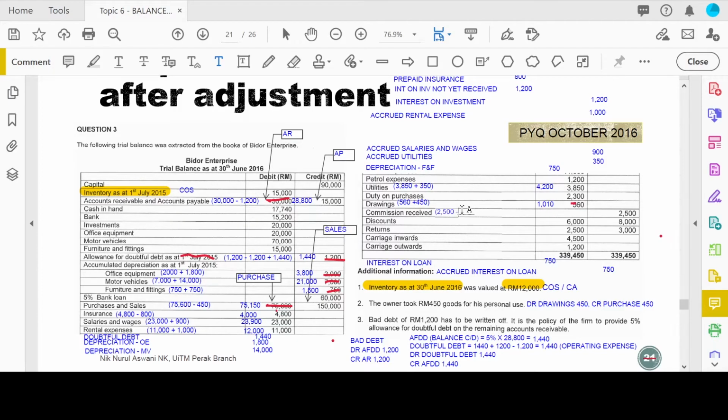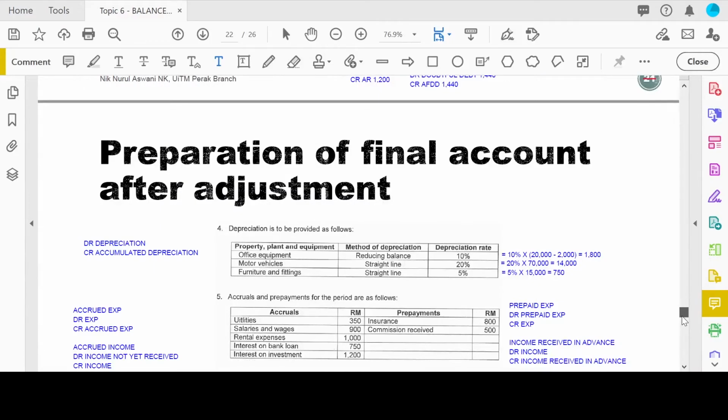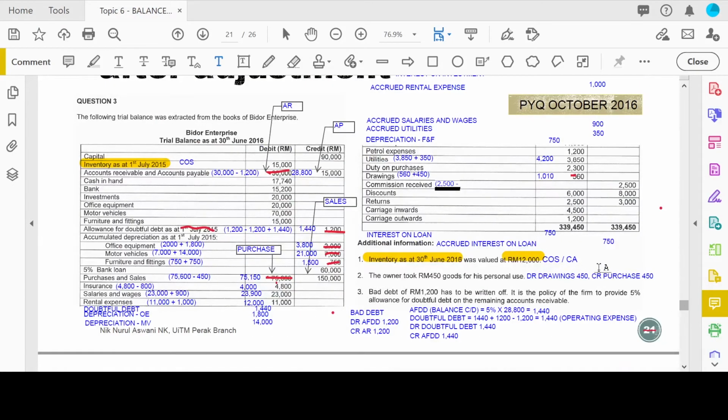2,500 minus 500. Okay, so minus 500. That's it. So the new amount should equal 2,000 only.